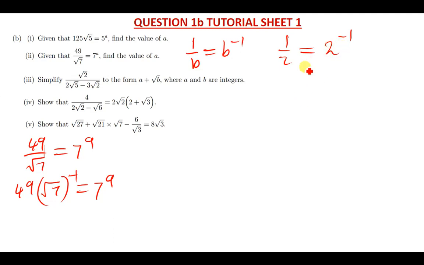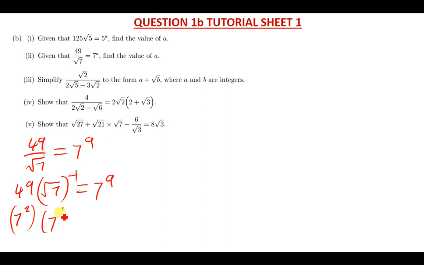Okay, so let us now look at this same question here. We said 49, then the square root of 7 to the power negative 1. So 49 can be written as 7 squared, 7 to the power 2. And the root of 7 can be written as 7 to the power 1 over 2. Then to the power negative 1, this is equal to 7 to the power a.